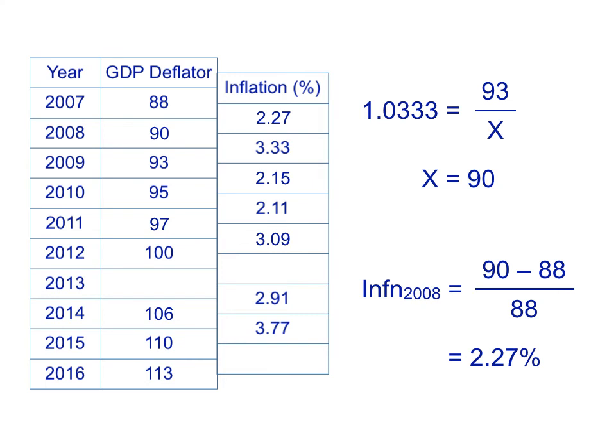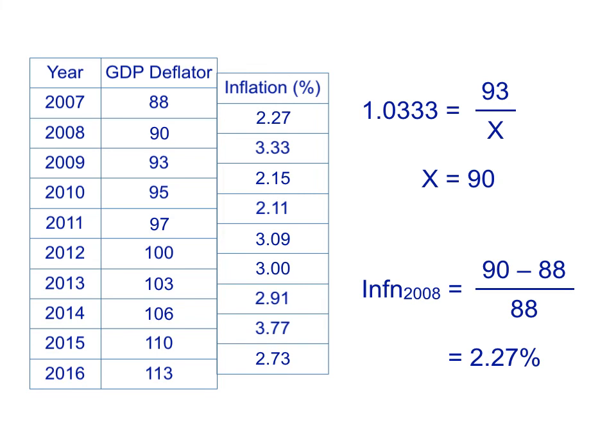So we can go down to 2014 and get 106. We can then fill in our 2013 deflator. And then we can fill in our 2013 inflation. Finally, we end up with 113 divided by 110, giving me a 2.73% inflation rate for 2016.